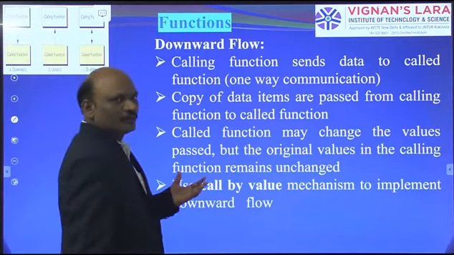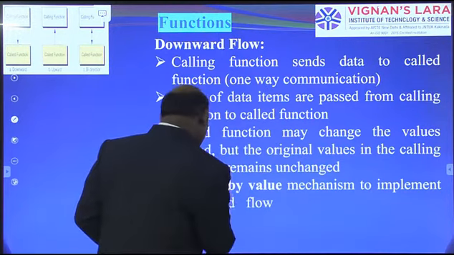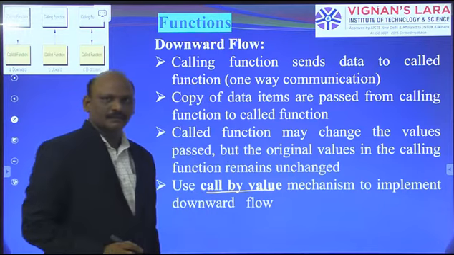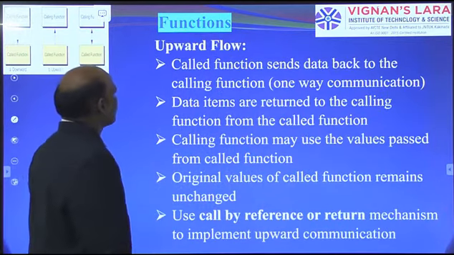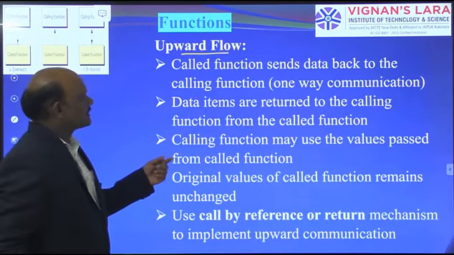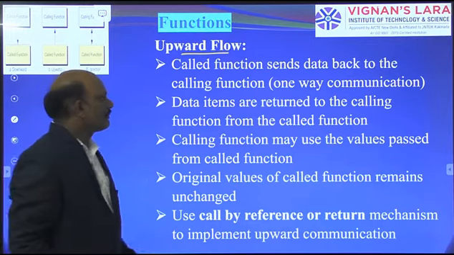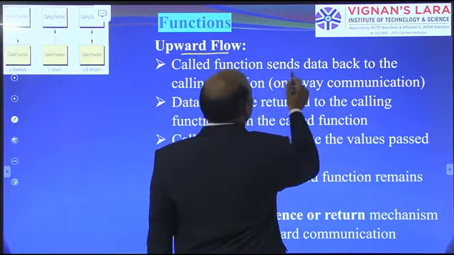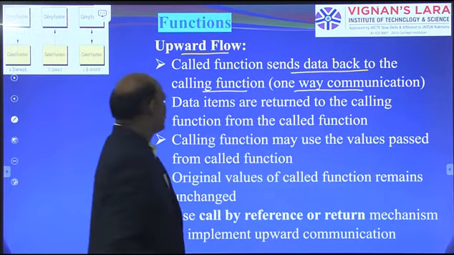A downward flow mechanism can be implemented with the help of call by value. Now coming to upward flow. The called function sends data back to the calling function. In the case of upward flow, as I already said, the called function sends data back to the calling function. That is also one-way communication.